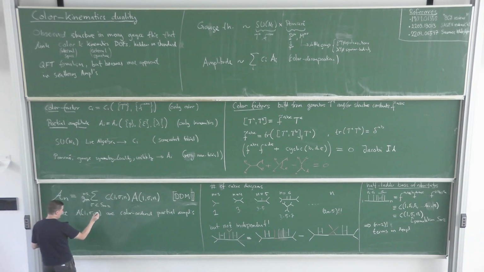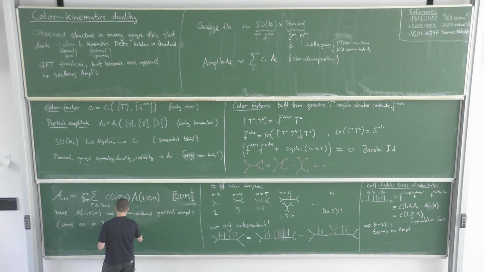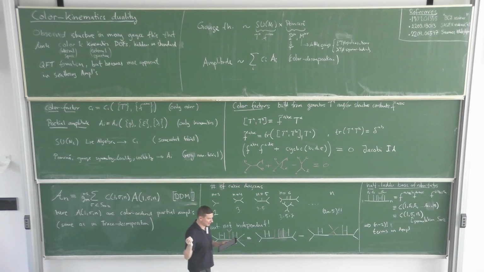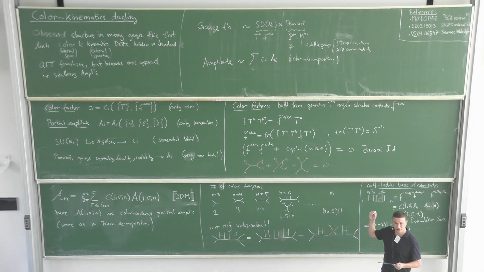So I should say that I'm not going to derive that because it's not part of my lectures, but these are the same partial amplitudes as in the trace representation, or trace decomposition. And maybe that doesn't make any sense to people who don't know what it is, but I'm sure a fair number of people in the audience know what trace decomposition is. All right, any questions on color factors?